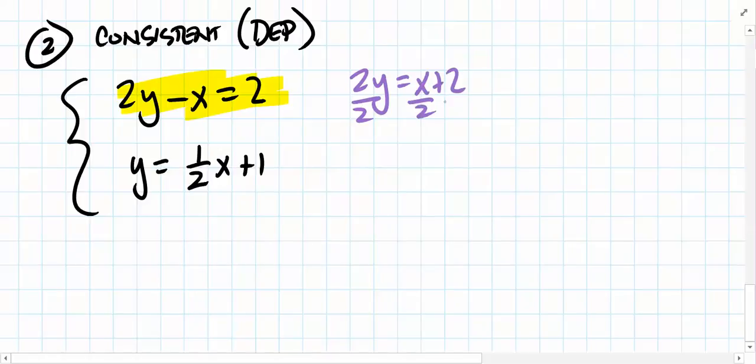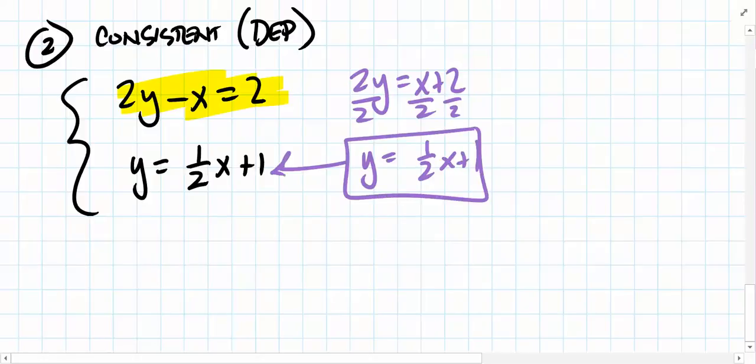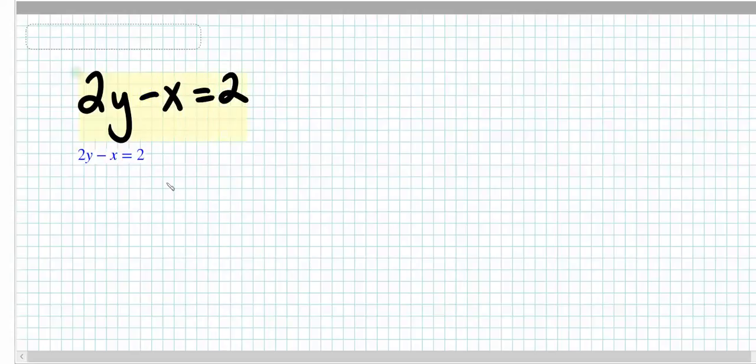Hey, wait a minute. That looks exactly like that system right there. So what does that mean? They're dependent and consistent, and they intersect at infinite points. Okay, so let's take a look at their graphs individually. We had these two equations. I'll write out the original way: 2y minus x is equal to 2. And the other equation that we had was y is equal to 1/2 x plus 1.